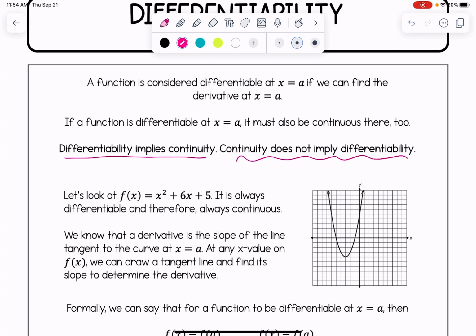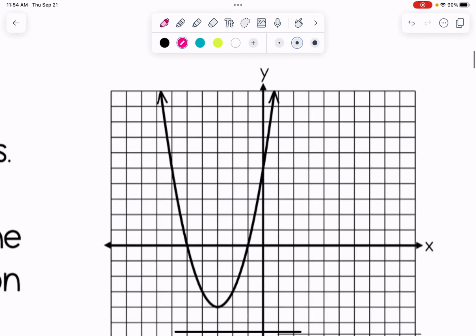We know that a derivative is the slope of the line tangent to the curve at x equals a. At any x value on f of x, we can draw a tangent line and find its slope to determine the derivative. So what that really means is if I draw in some random tangent lines here just as examples, I can find the slope of these lines, and therefore I can calculate the derivative. And these are just some examples of tangent lines there.